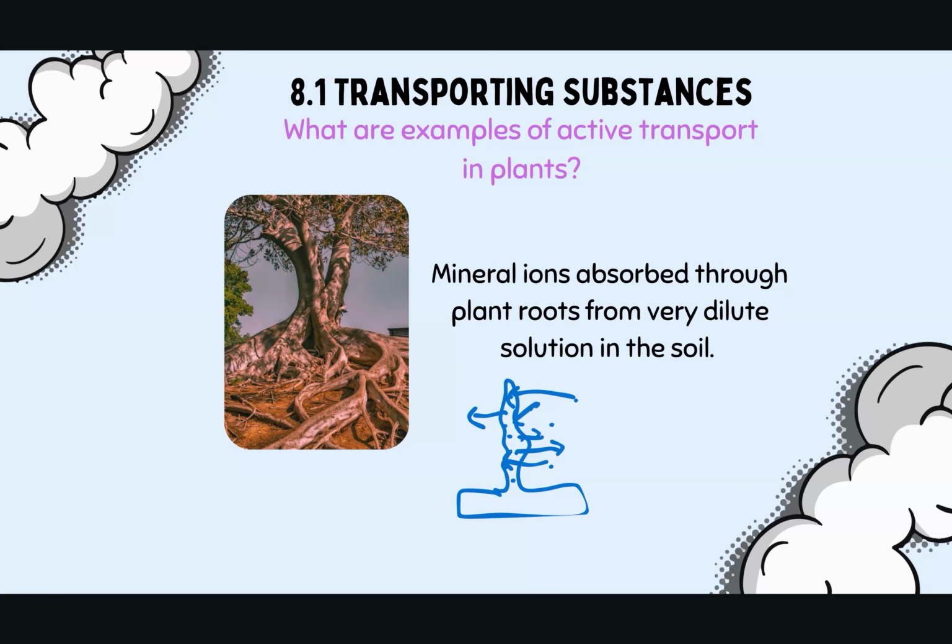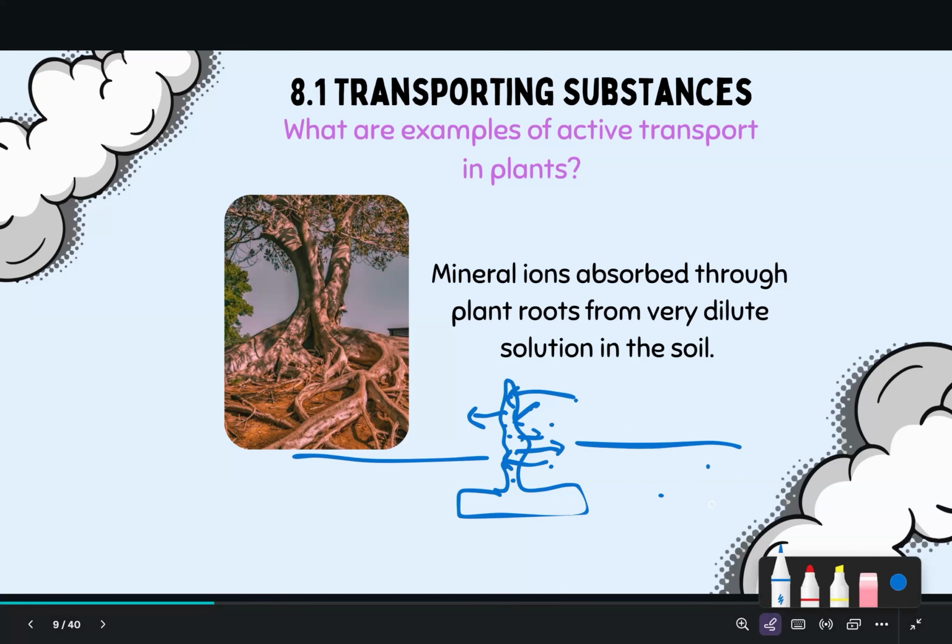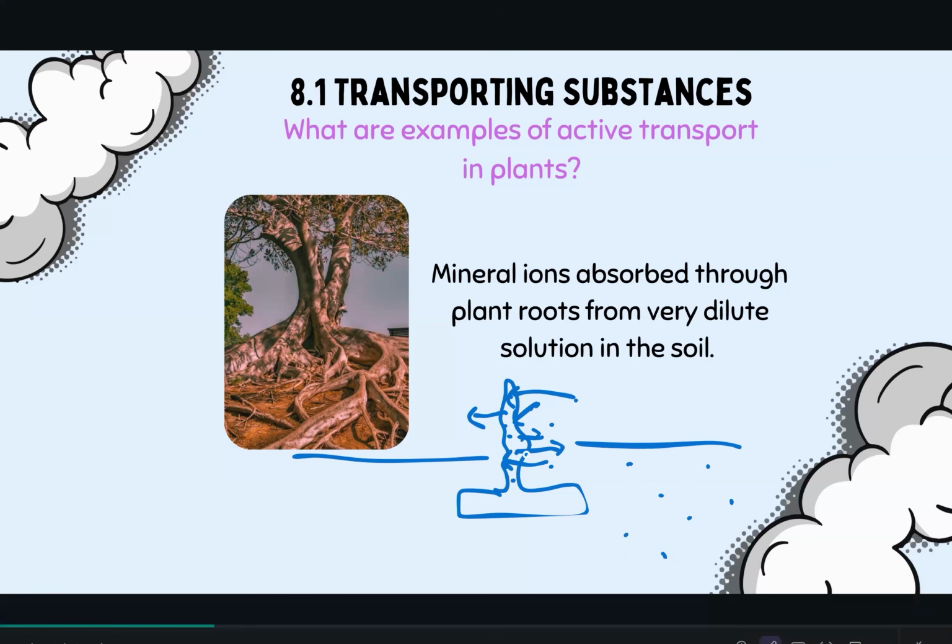Now, sometimes what can happen is if, for example, the soil becomes waterlogged and it becomes very, very dilute, that means the concentration of nitrates decreases even further because now they've dissolved into the water, and in that scenario, active transport is needed even more.